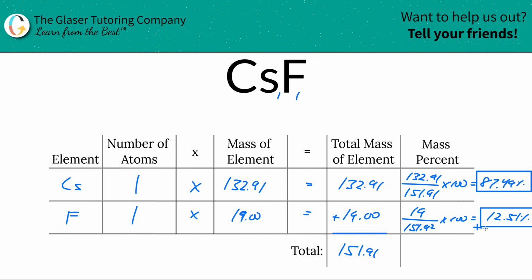And what you should do just to check yourself is to add those percentages up, and it should equal a total of 100. So in terms of cesium fluoride, that is, 87.5% is going to be cesium by mass, and then the remainder, about 12.5%, is going to be fluorine by mass. That's all there is to it.